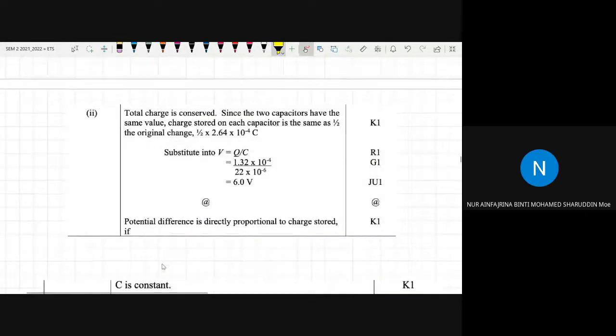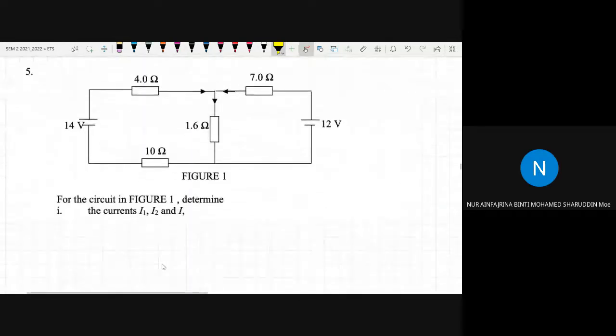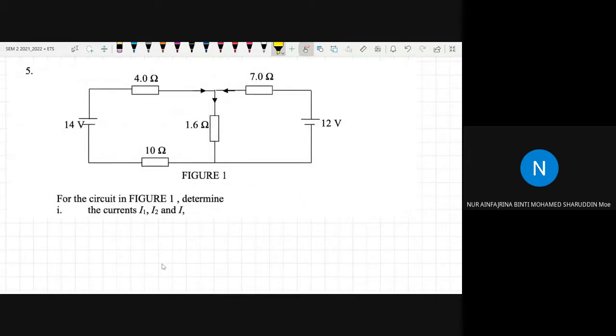Okay, Miss cakap banyak kan? Our favorite question is here already. Soalan Kirchhoff. Okay, so before I start, what is the first step Miss kena buat? Draw direction of current.